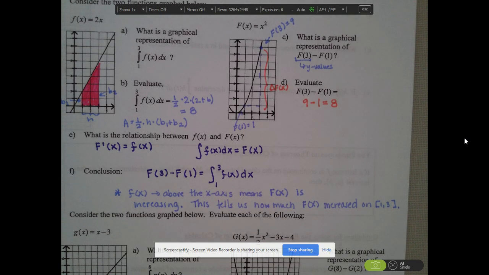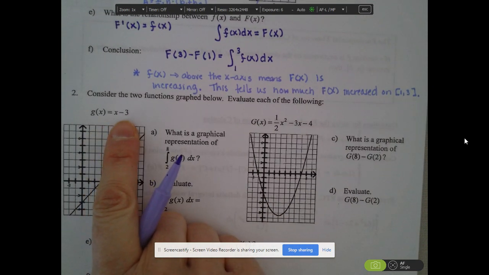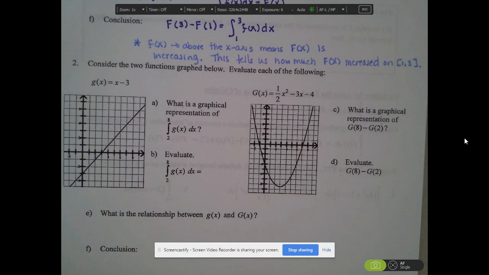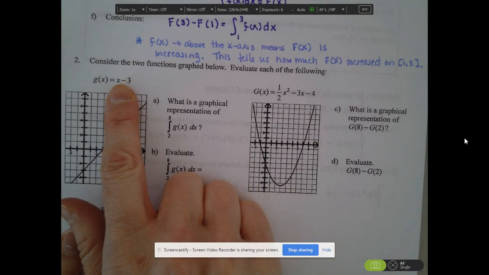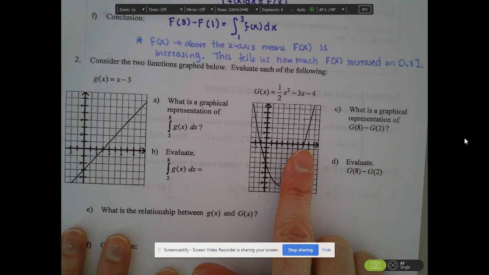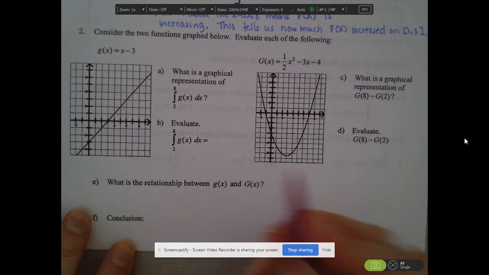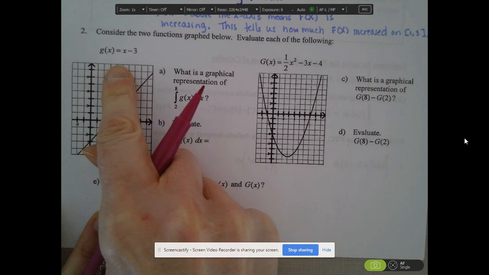Okay, so let's look at a similar idea with two different functions. So I've got the functions g of x equals x minus 3, and capital G of x equals 1/2 x squared minus 3x minus 4. If I take the derivative of this function, it's going to give me this function, which means if I integrate this function, I would get a possible version of this function. I need a value to find my plus c. So very similarly to what we did before, the relationship between lowercase g of x and uppercase G of x is that if we took the derivative of this, we would get this.